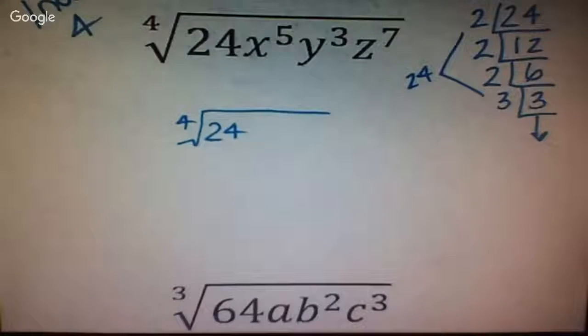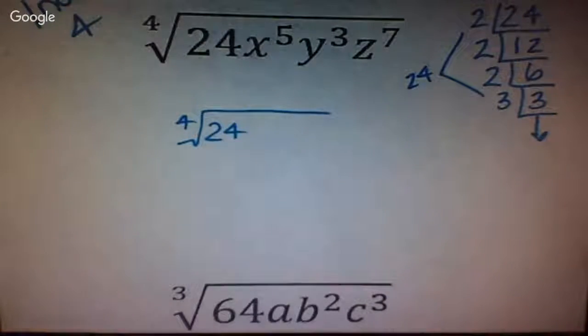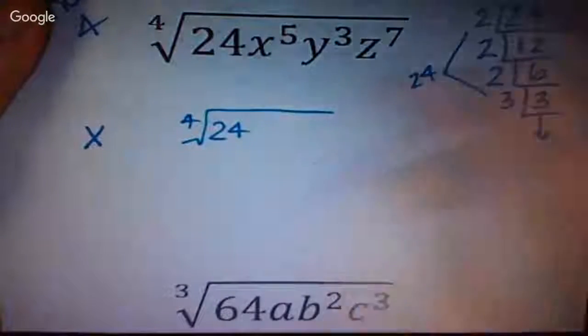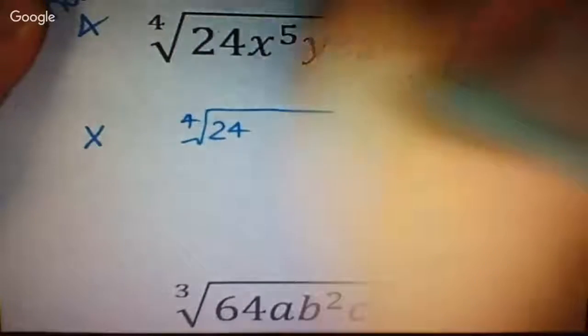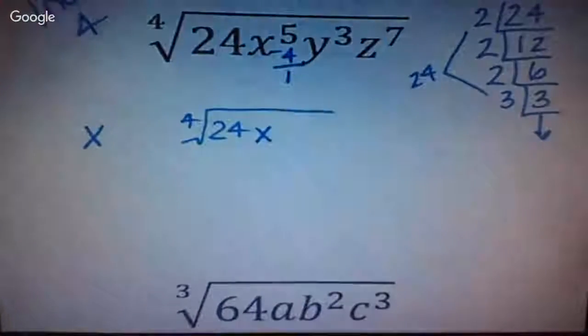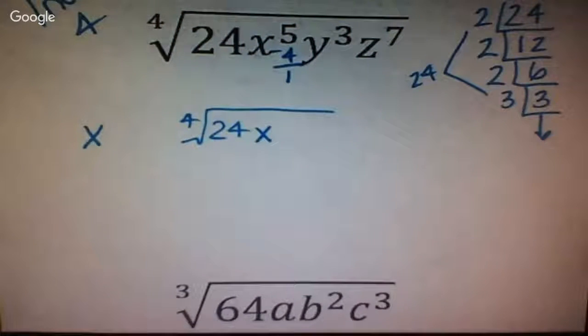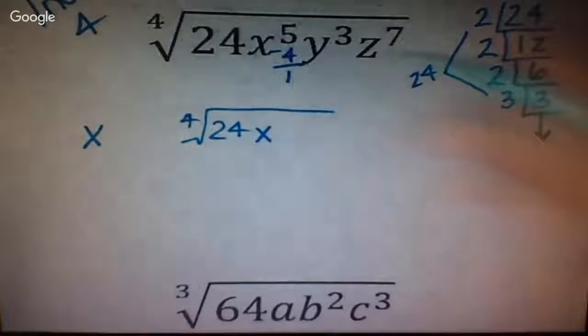Okay, I have x's. I need to pull out 4 of them. Can I do it? Yes. How many groups of 4? 1. So I get an x out front. If I pull out 4 of these x's, I'm left with what? Minus 4, I'm left with a 1, so I'm just left with x. Does that make sense? I removed 4 of them, it came out front, one group. Okay, my y's. I have 3 of them. Can I pull anything out front? No, so it stays.